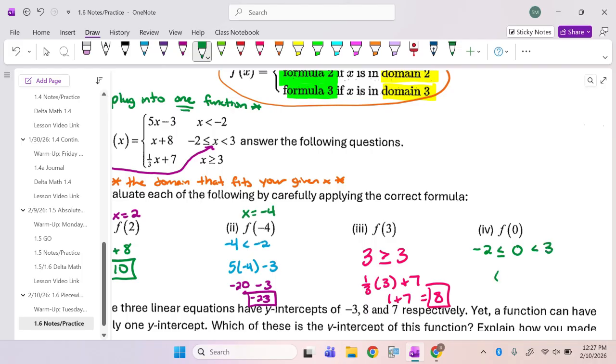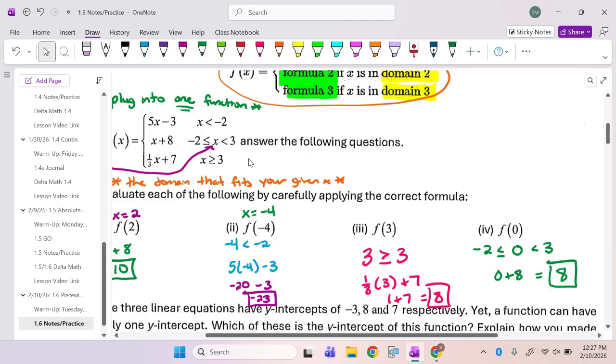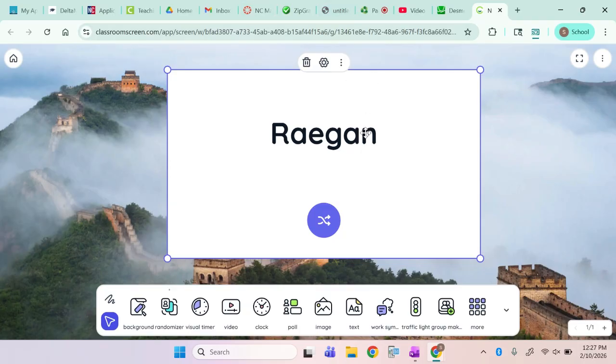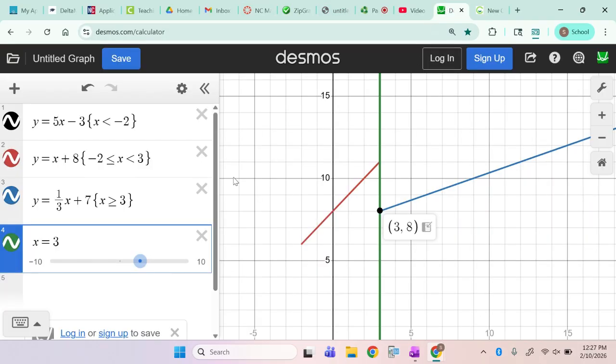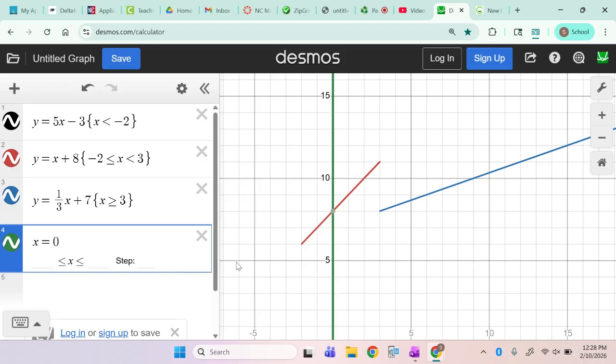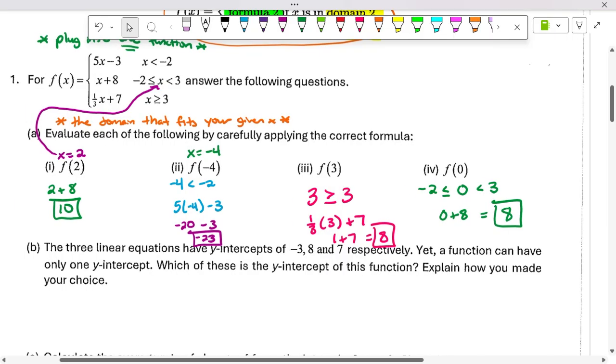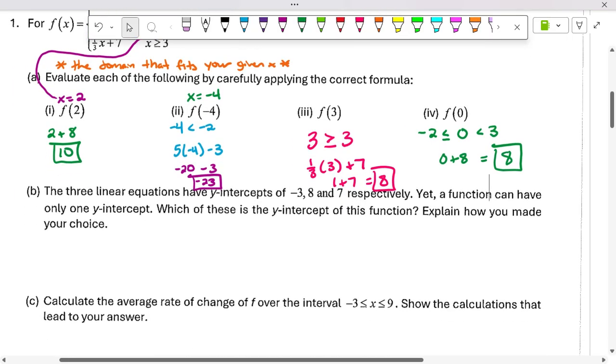All right. So we have 0 plus 8, which what is that? 8. If I go back and check it in Desmos, x equals 0. It only crosses the red one, so it is at 8. All right. Now, that is the first part. We just did basic evaluations. Now, let's talk about the second one.